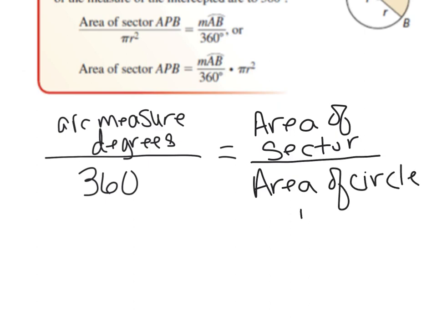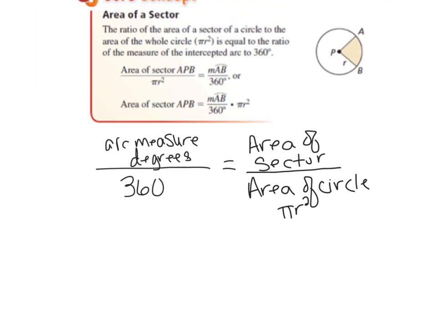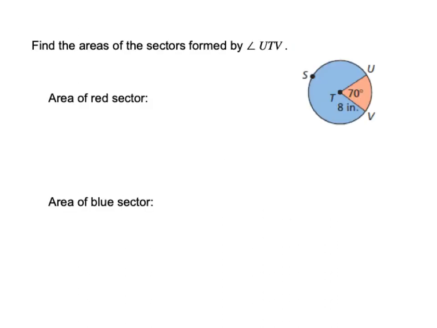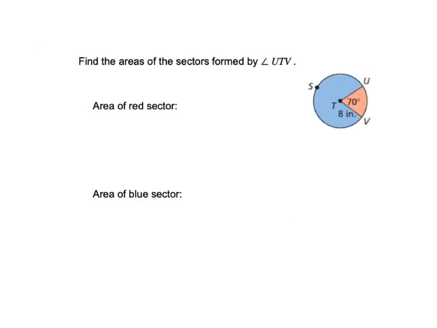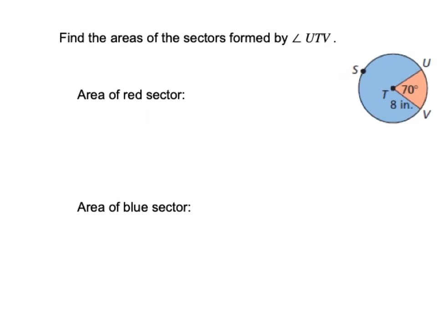And the area of a circle we know is pi r squared. Okay, so again, this right here, we're going to keep coming back to how we can set up the proportion, which pieces are missing, and what information do we know. Okay, it wants us to find the red sector and the blue sector. Well, the red sector, let's take a look at that one first.